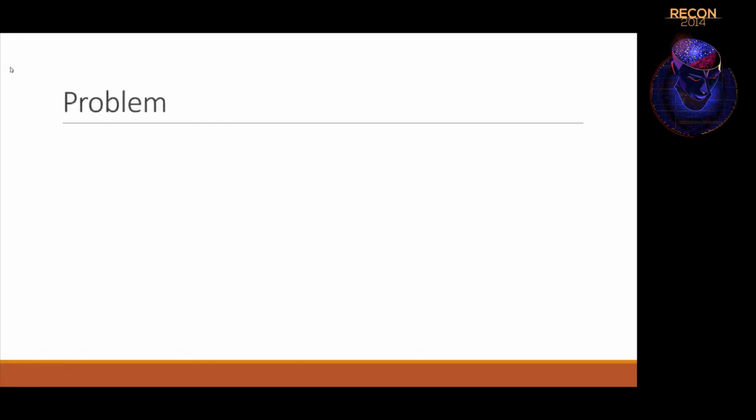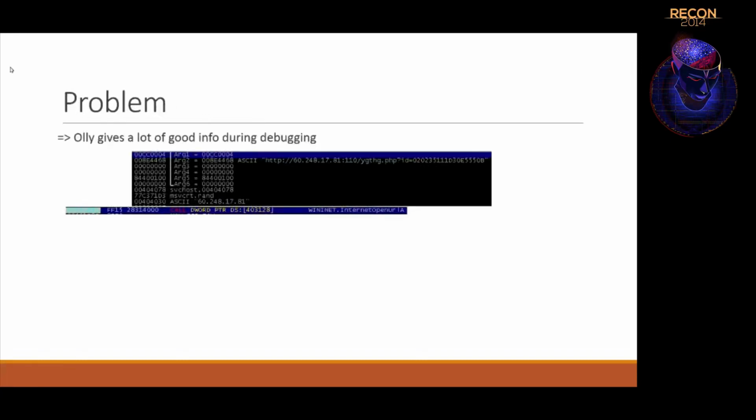So, here is the problem. OllyDbg gives a lot of good info during the debugging session, like this information here about arguments, but they are not visible in IDA. Later on, when we try to combine this debugging session with the static reversing with IDA, we won't see this. We would have to keep the debugger open or manually move this kind of information, but there is no automated way to do that.